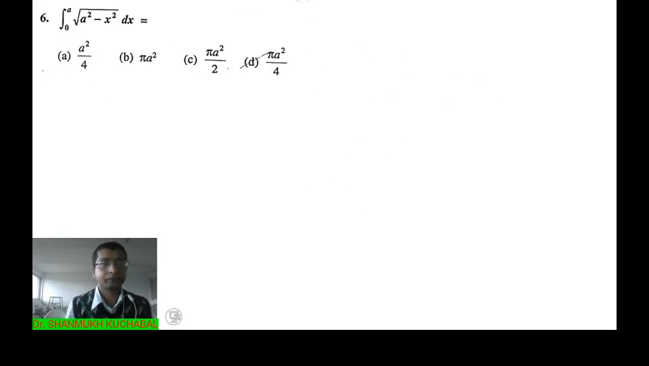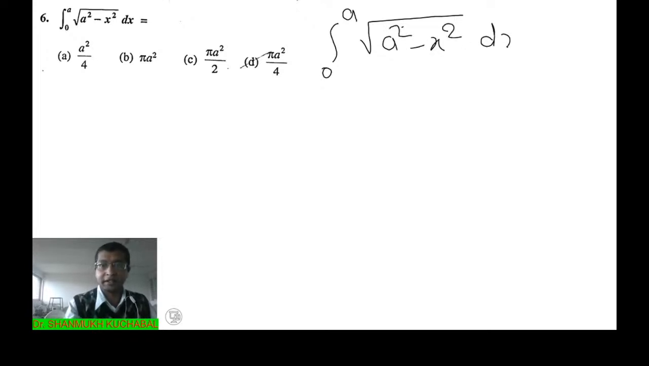Okay, further, example number 6: the integral from 0 to a of the square root of a square minus x square, into dx, equal to. This is also a standard function. So the integral from 0 to a of the square root of a square minus x square, into dx, it is.